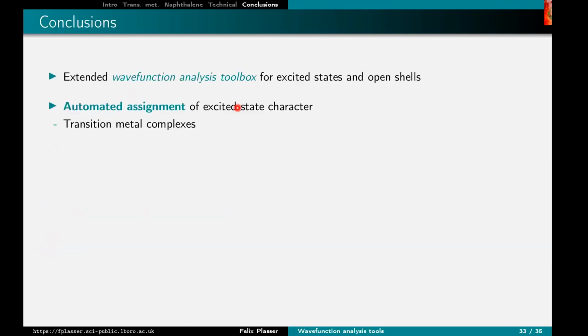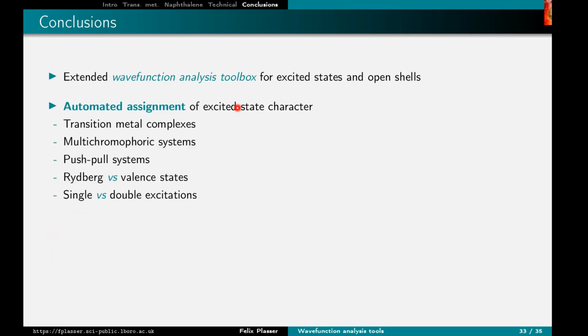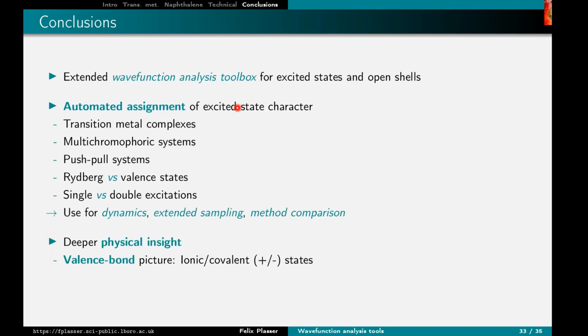All right, just to quickly go through the conclusion. I hope I showed you that we have this wave function analysis toolbox, where one thing is that we can just press a button and assign the state character automatically. This works for transition metal complexes, but also for many other types of systems. The other idea is that we want to gain deeper physical insight. We talked about the valence bond picture. We also talked a lot about electrons in conjugated polymers.